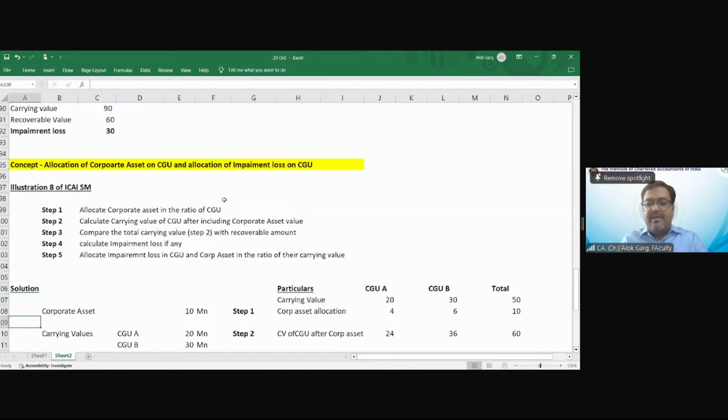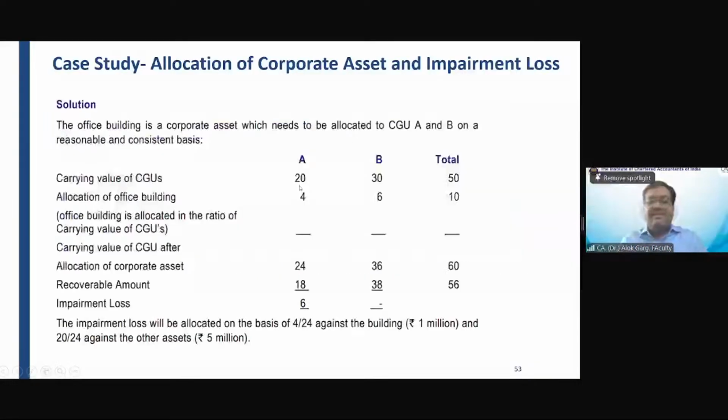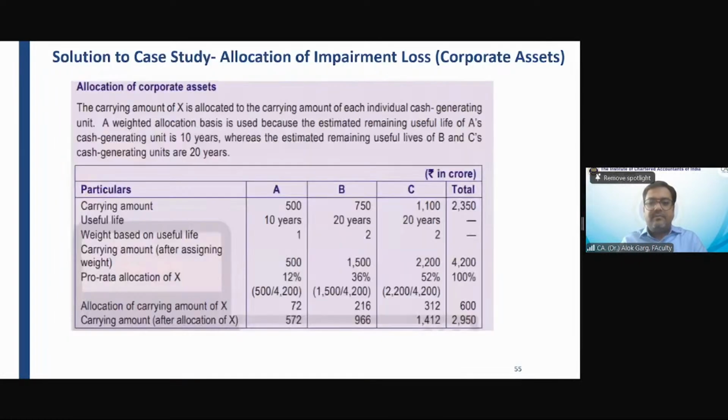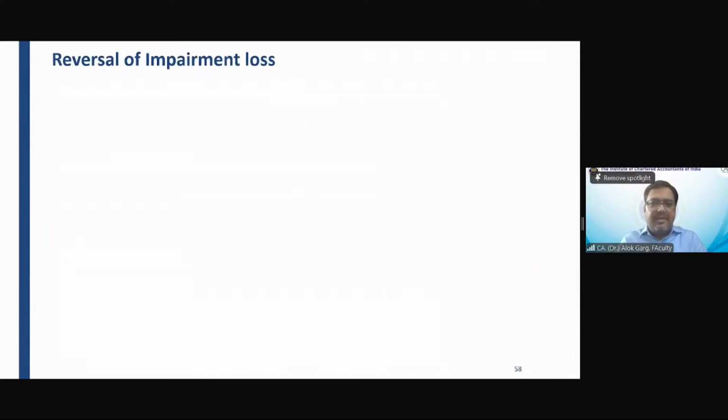Fine. Okay. Very good. So friends, we discussed this illustration number 8 also. This is what it is there. So this I'm not taking. This you can do as your homework.